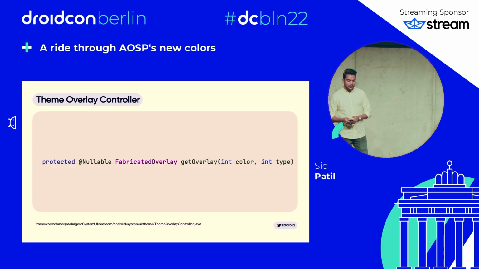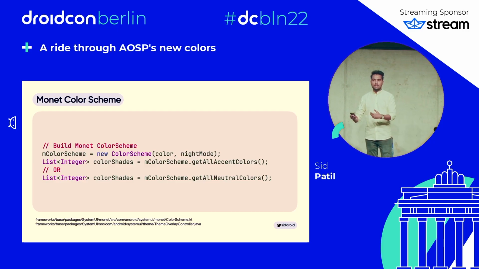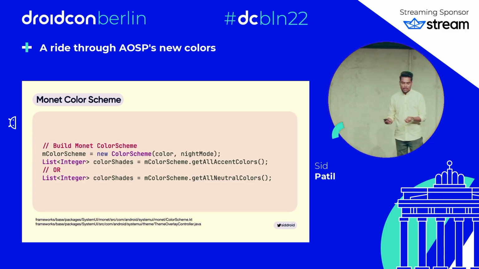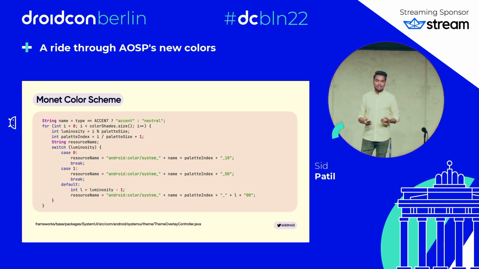We see something called a get overlay function within the theme overlay controller. The way this works is it calls the class called color scheme. It builds a new color scheme. This is the class from Monet, from system UI. It takes into account the system dark mode or light mode, and it builds a color scheme out of this. And this is where I think we will see the actual usage of what we will use as Android developers if we were to access system resources.